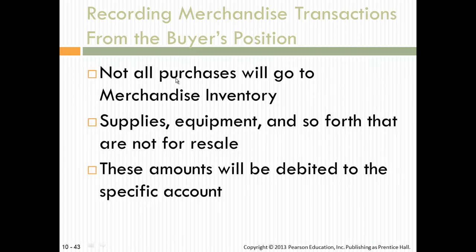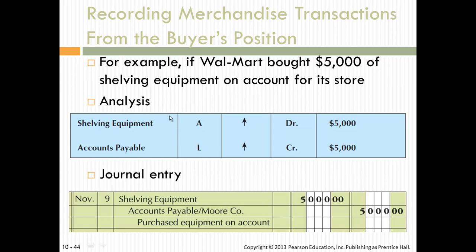Recording the merchandise transaction from the buyer's position. Not all purchases will go to merchandise inventory. Supplies, equipment, and whatnot that are not for resale do not go through inventory. These amounts will be debited to a specific account. So let's say Walmart bought $5,000 of shelving equipment. They're going to book that into an asset, and that's going to go to a liability. But this is not inventory. It's not for resale. The only thing that goes through inventory is what's for resale.